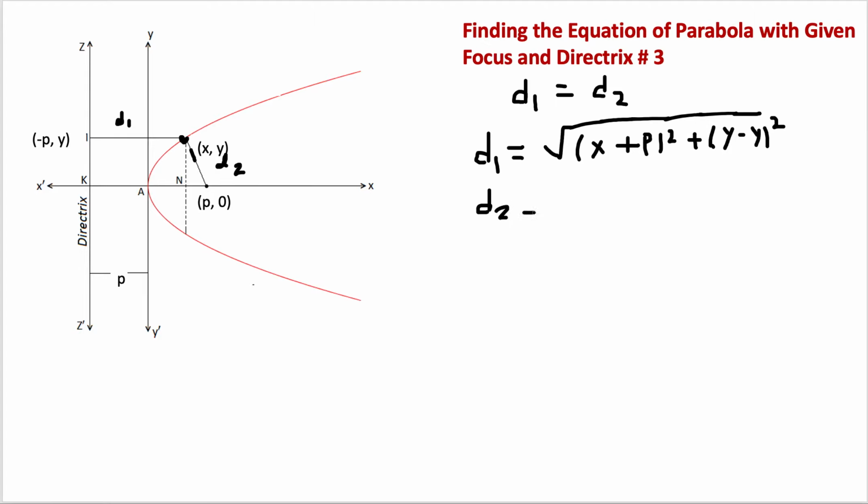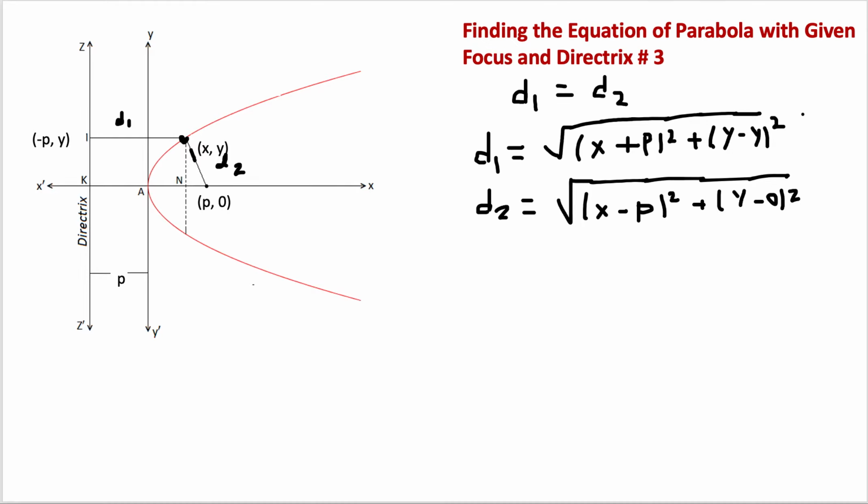And d2 is equal to the square root of, I have the same as in this part here, but different values. Here I have x minus p, so it is (x minus p) squared, everything here is in square, and the y coordinate is y minus 0, and everything here is squared.